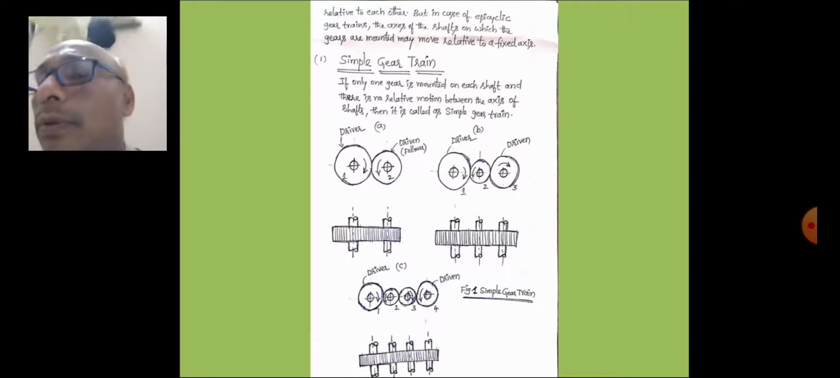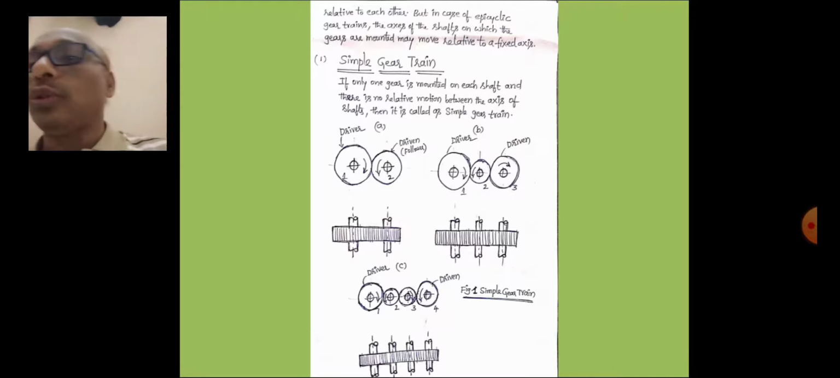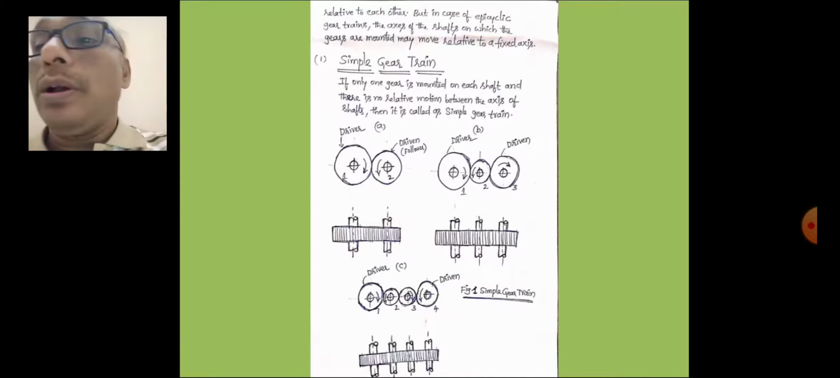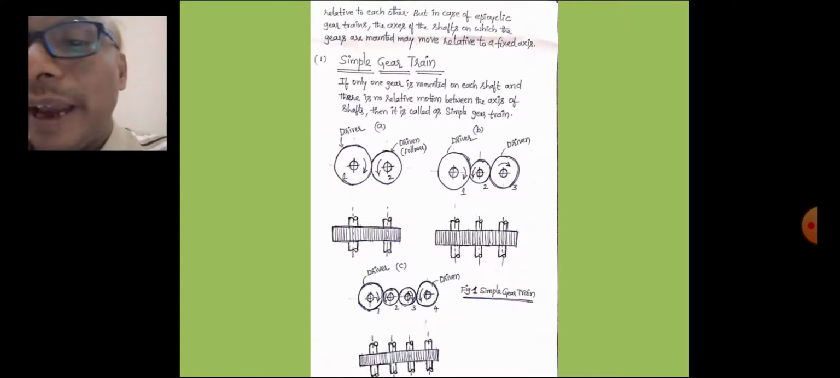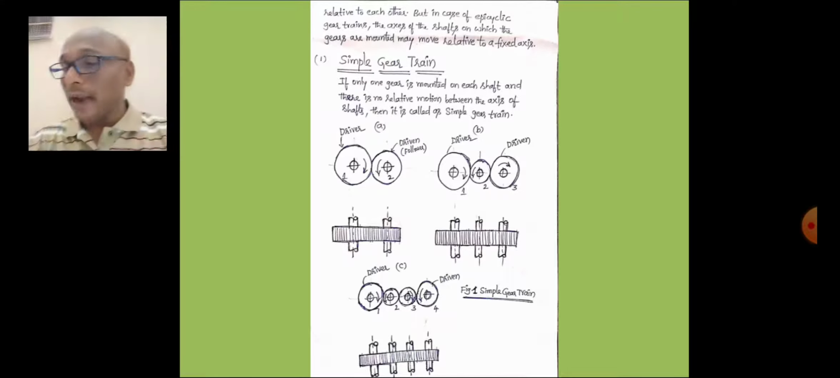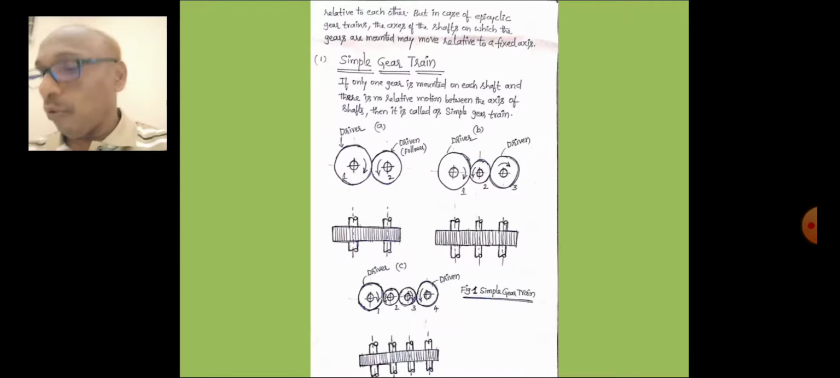And in case of epicyclic gear train, which is the fourth type of gear train, the axes of the shafts on which the gears are mounted may move relative to the fixed axis. So in the first three types of gear trains, every shaft on which the gears are mounted is fixed relative to each other. Whereas in the last type, that is the epicyclic gear train, the axes of the shafts over which the gears are mounted may move relative to the fixed axis. So that is the second difference among the four types of gear trains. So this is about classification.